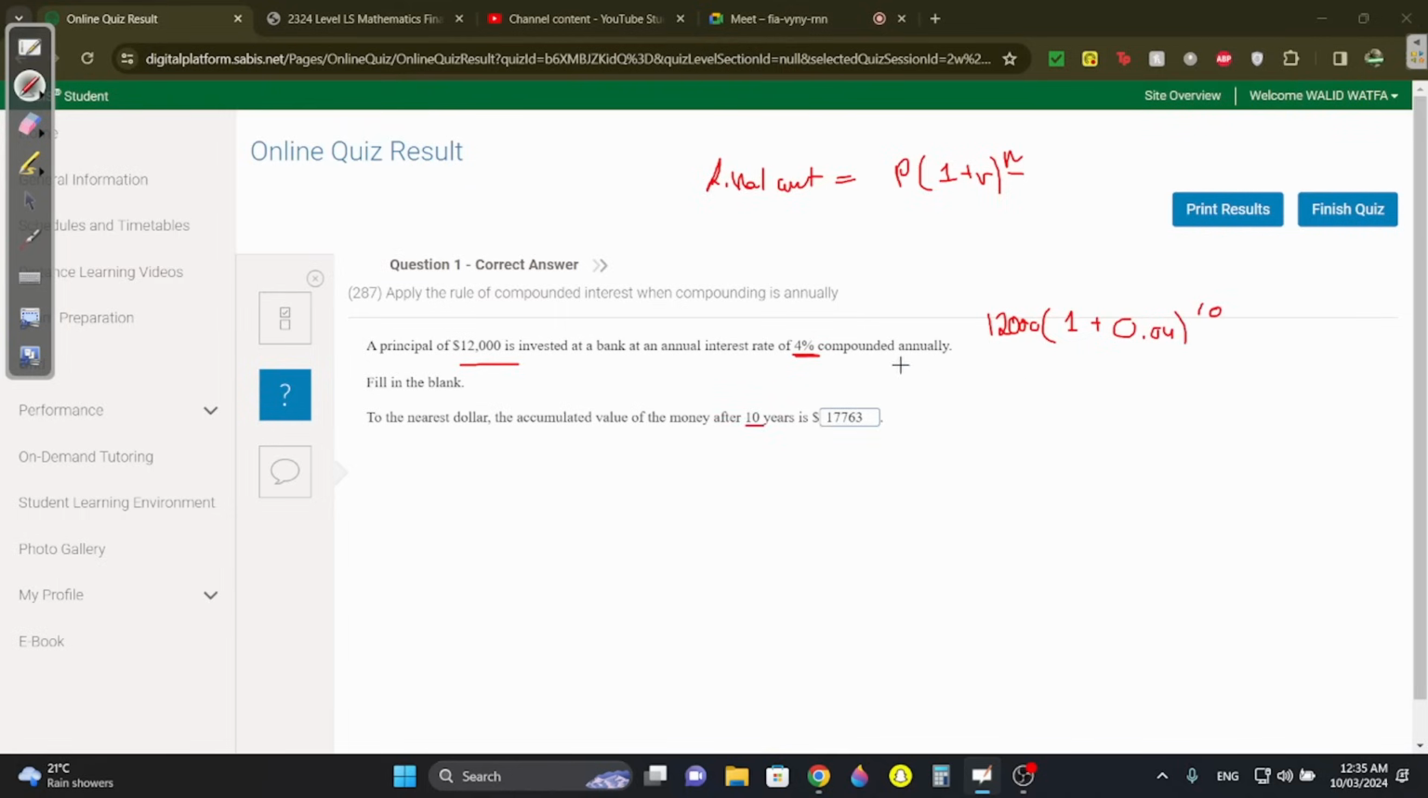I think everybody knows why I made it 0.04, because to convert from percent to decimal, you divide by 100. You put this in a calculator, 17,763. Do they say round? Yeah, to the nearest dollar.